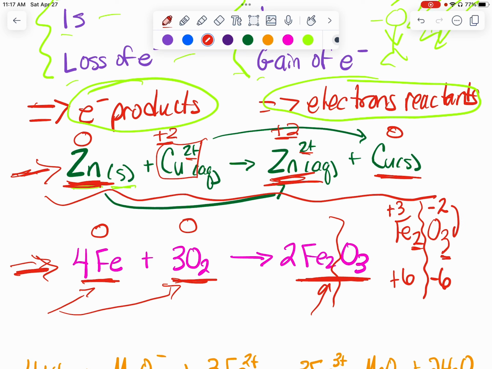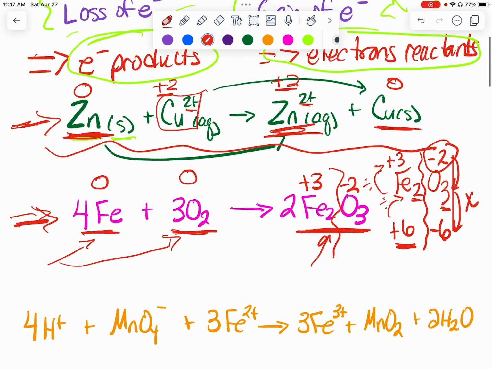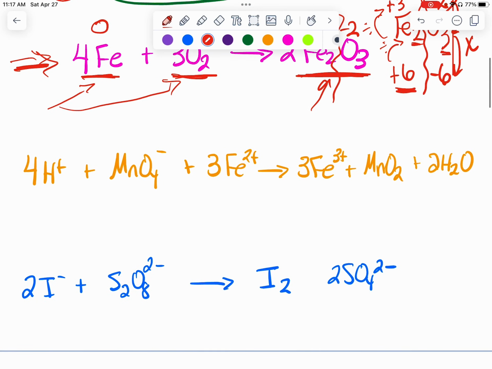So when you go in this direction, you multiply. When you go backwards, you divide. So if each one is a -2, multiply it by 3, and you get a total charge of -6. So this side has to be a +6. They've got to balance out. Remember, this is like months and months ago, writing formulas. But there's 2 of them, so when you divide, each one must have a charge of +3. So we say this is a +3 and this is a -2. All right, let's go to the next one.